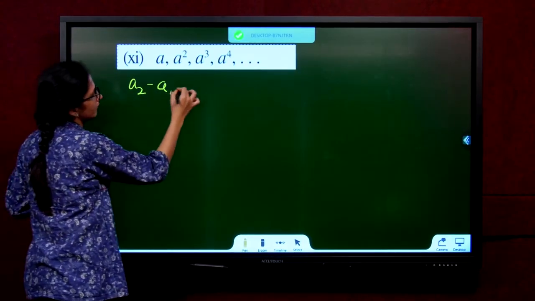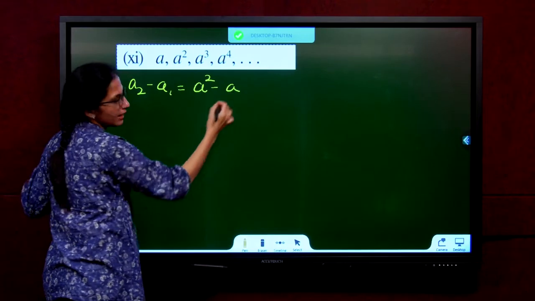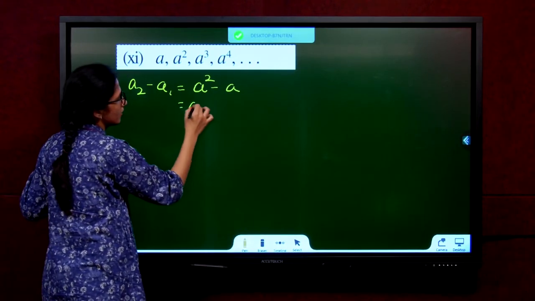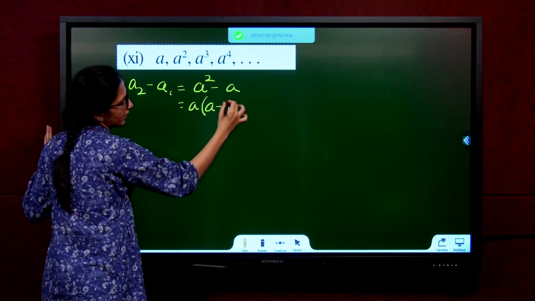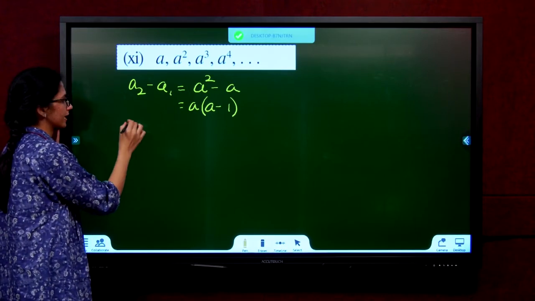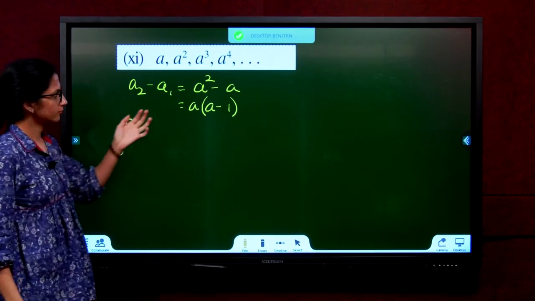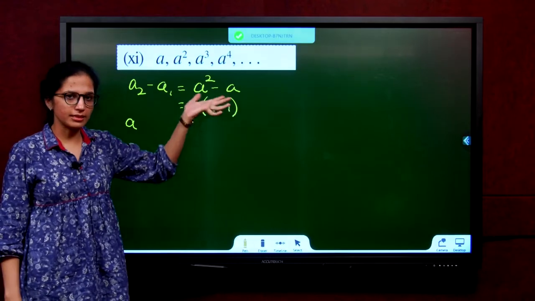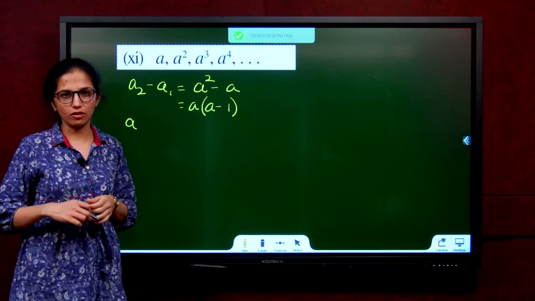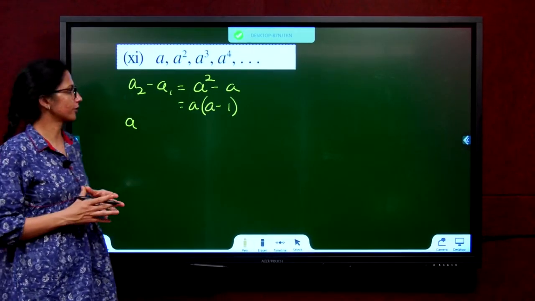A2 minus A1, A2 is a square minus A1 is a. Take a common, a minus 1. Keep it like that, we will see later. Why should you take common? Whenever you have terms with the same letter, you should always take common out. We have learnt this in factorization, correct?